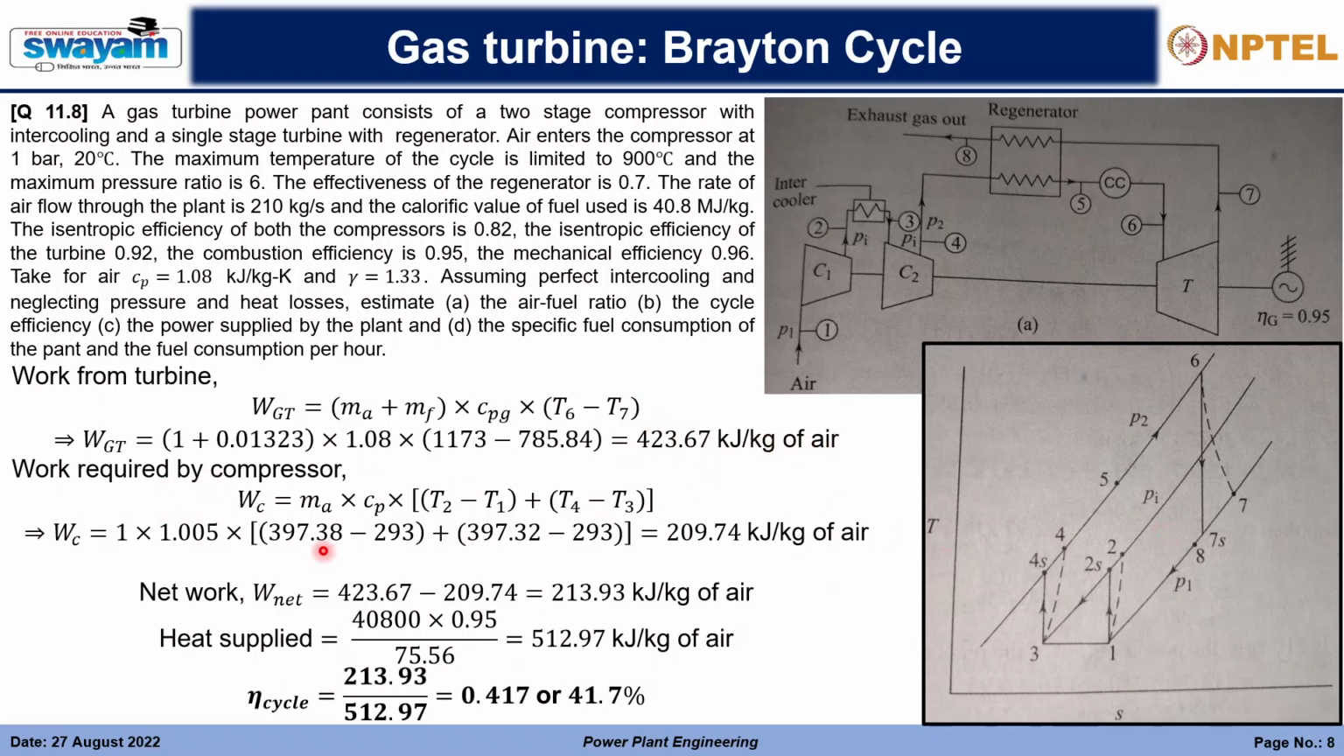Then for the compressor also the same, but there are two compressors, so T1 to T2, again T3 to T4. But the air is constant, right? So this is the first part, this is the second compressor. Accordingly, we'll get the work required by the compressor, that is 209.74 kilojoule per kg of air. The net work done, deducing the compressor work from the turbine work, is 213 kilojoule per kg of air.